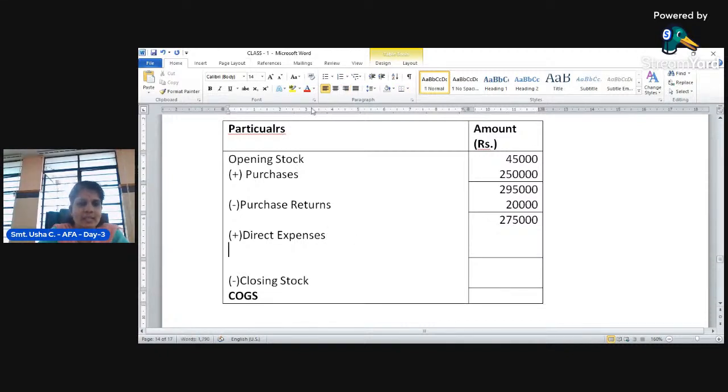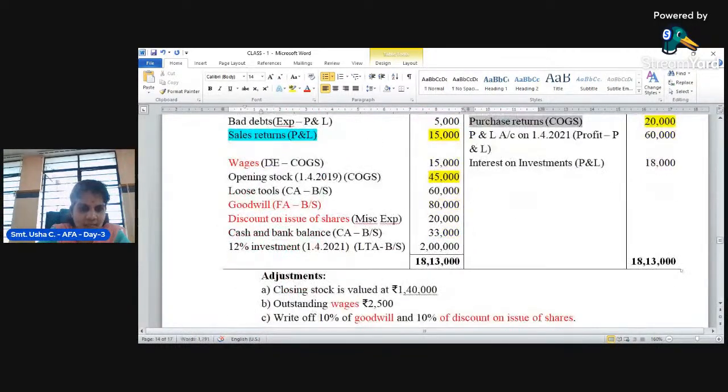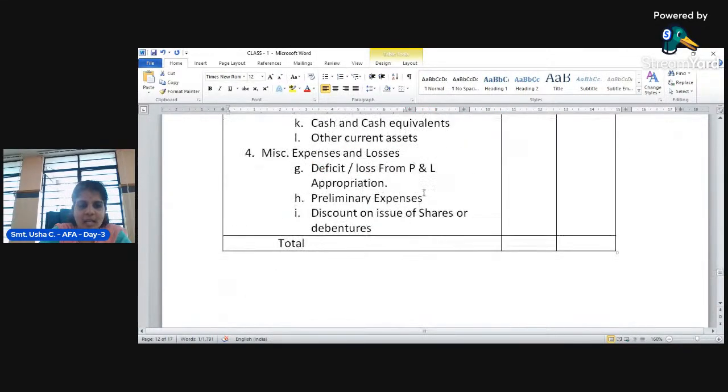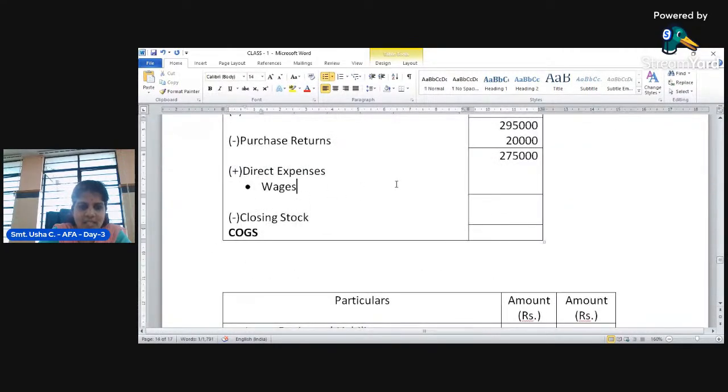What are the direct expenses given? In this problem, they have given only wages. Wages is a direct expense. We have marked it, right? Look at here. Wages is a direct expense. It will be shown under cost of goods sold. Take this wages and we have marked it red. Why? Because there is an adjustment, right? I will take this amount here only.